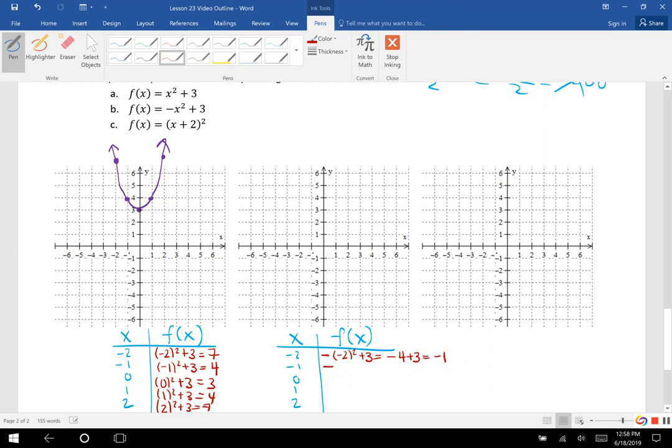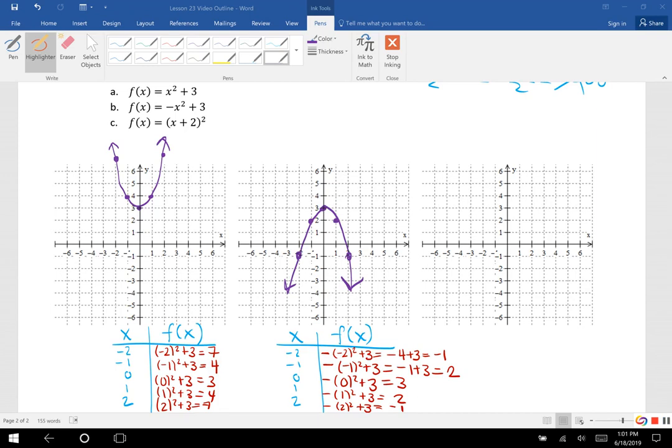-1 squared plus 3. That's -1 plus 3, or 2. -0 squared plus 3 is 3. -1 squared plus 3 is 2. And -2 squared plus 3 is -1. So plotting those points, x is -2, y is -1. So I've plotted those points and I have the same kind of parabola shape to my curve.